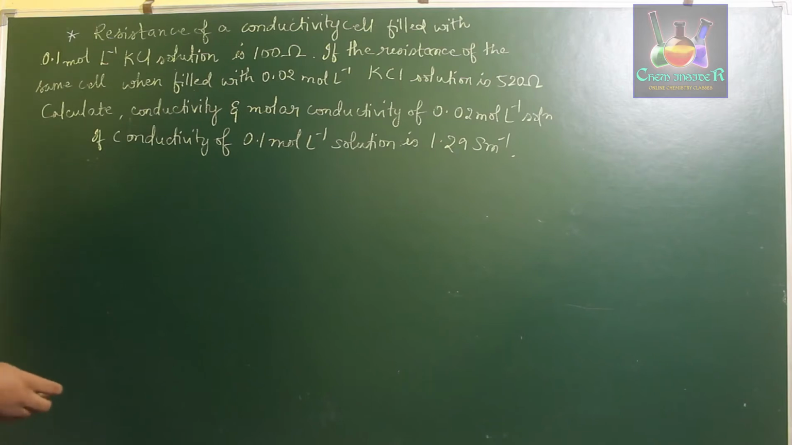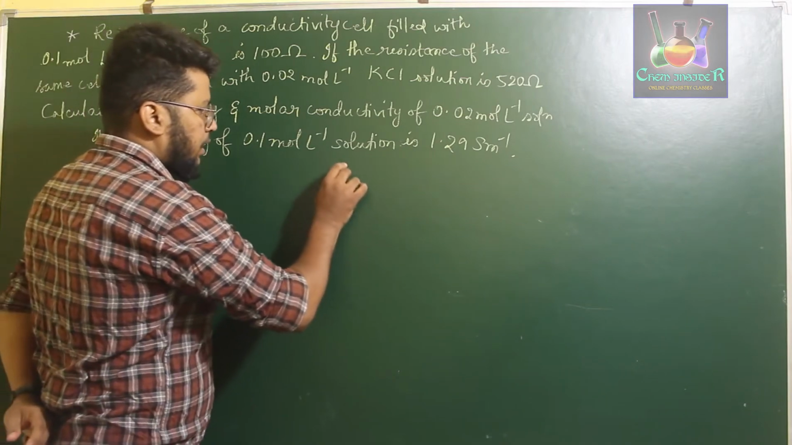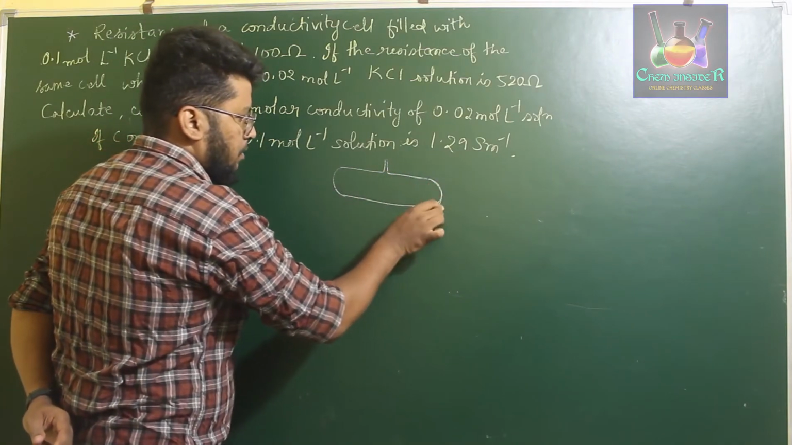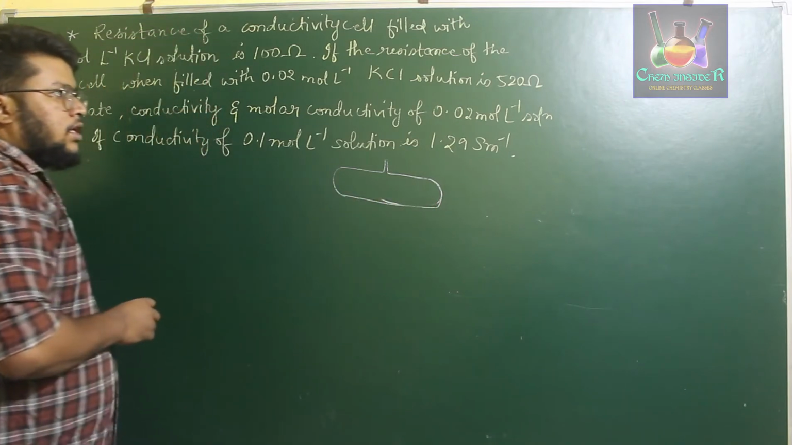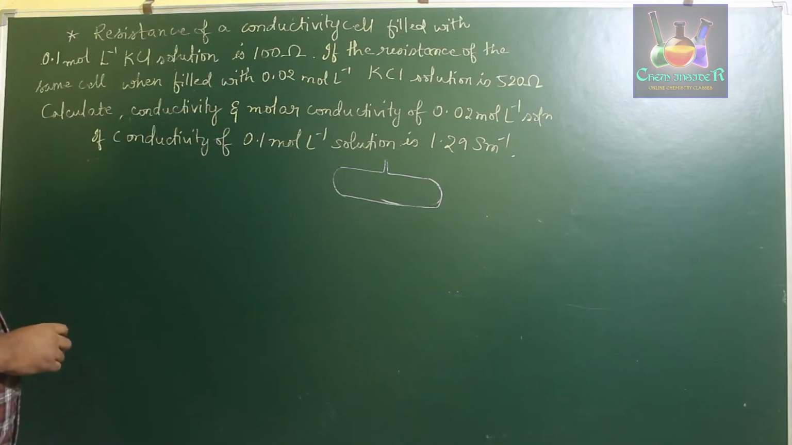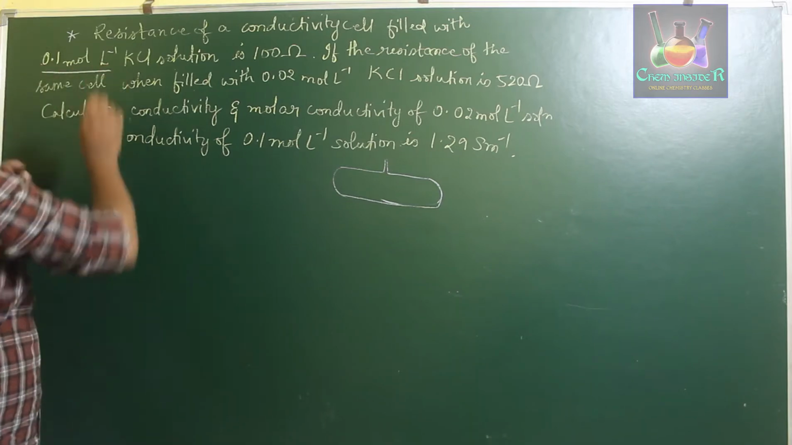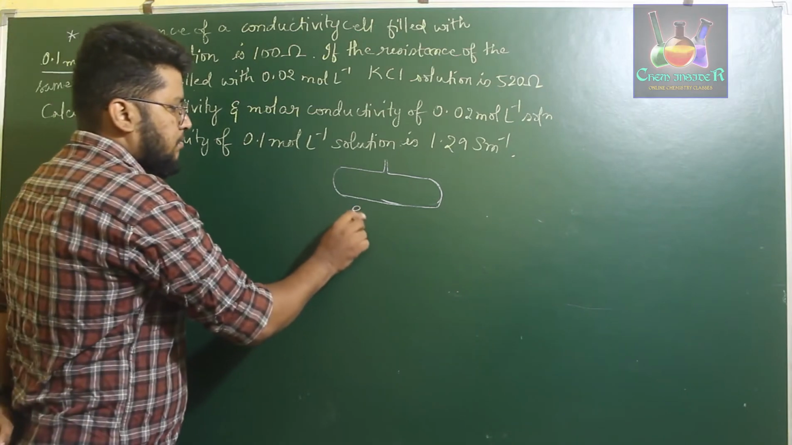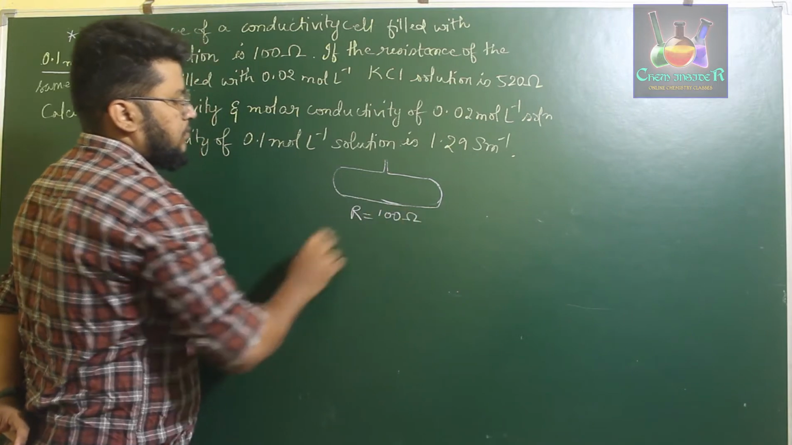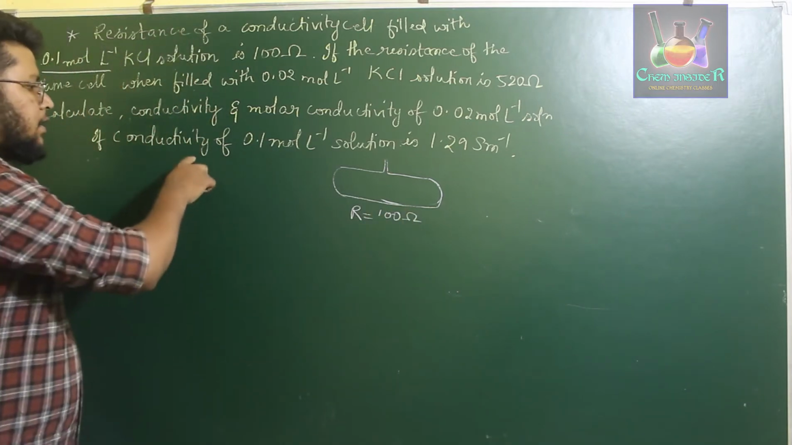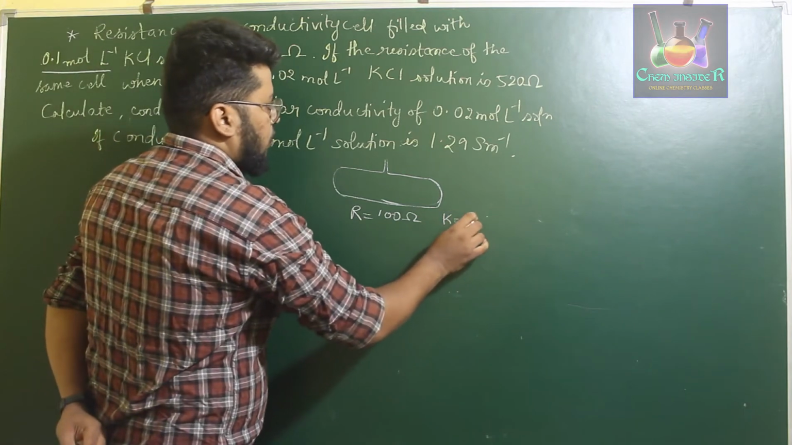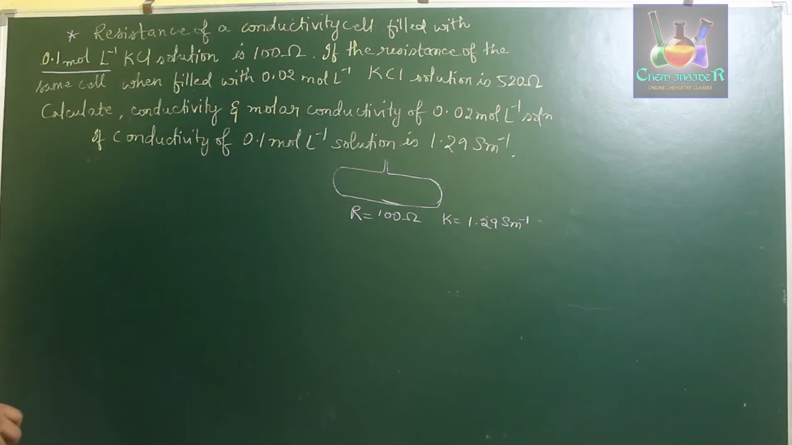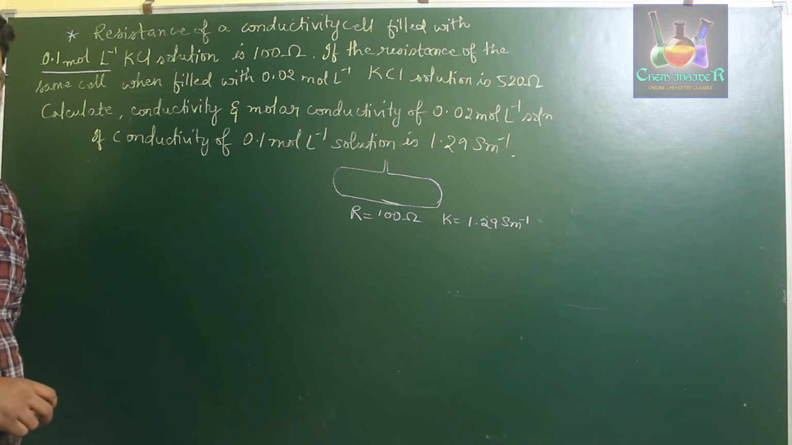So what they are trying to tell is, we have taken a conductivity cell. This particular conductivity cell, when filled with 0.1 mole per liter concentration of KCl solution, has resistance 100 ohms, and its conductivity kappa is equal to 1.29 Siemens per meter.